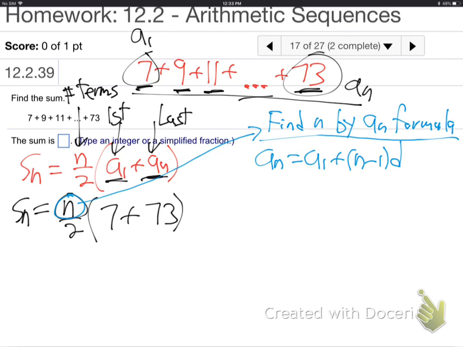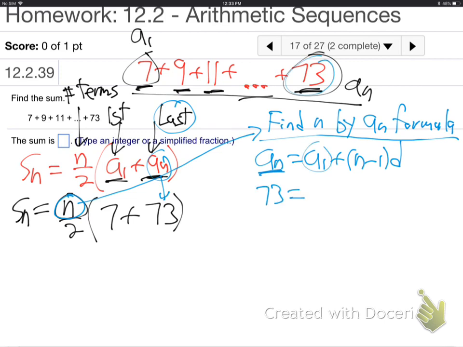So the main attraction, the main formula, is the S sub n. That's the sum. That's what's going to give me my final answer. But to finish up, to find the n part of it, I've got to go over and use the other formula, the A sub n. So how do we do that? Well, what is A sub n first off? A sub n. Remember what it means? Last term?